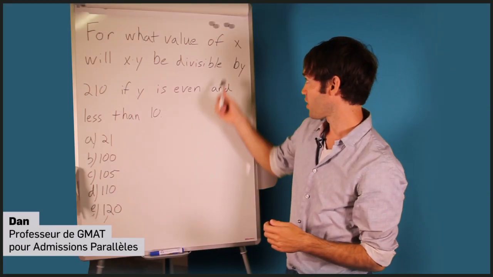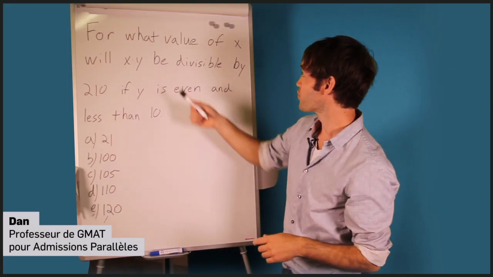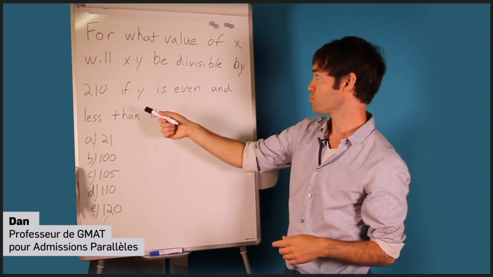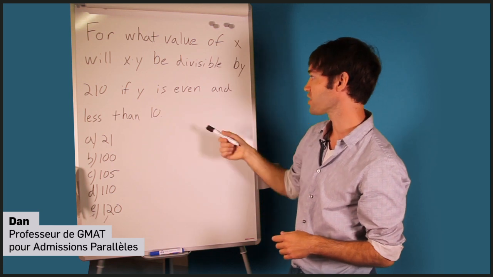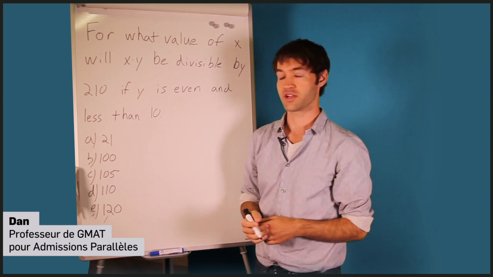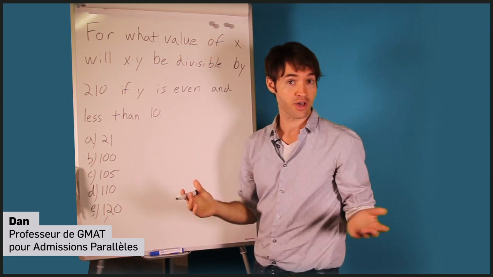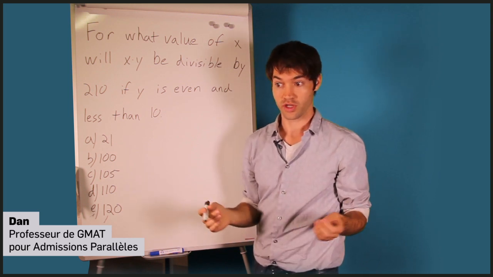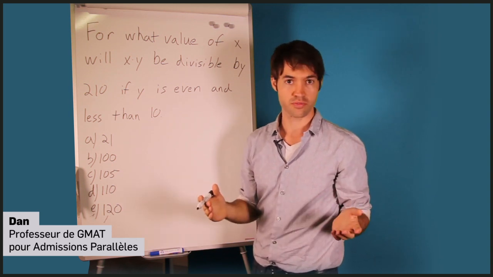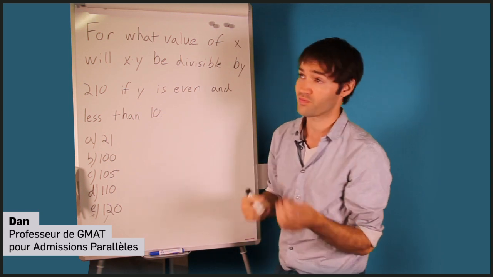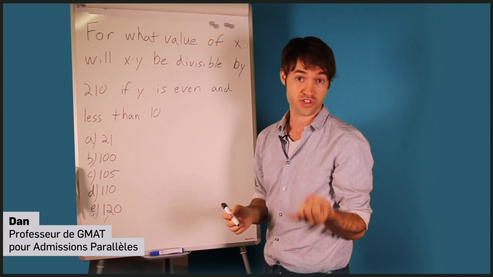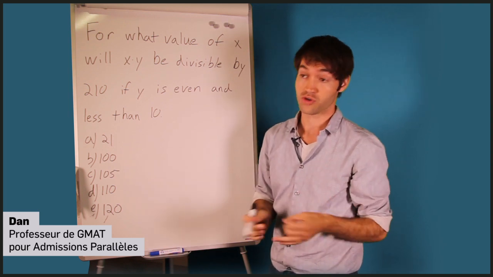So to begin, I'll read you the question. For what value of x will x times y be divisible by 210 if y is even and less than 10? So you see that and you're like, whoa, that's kind of scary. And so that's how it is with a lot of GMAT questions. You see them and you're like, oh, but usually there's a way to make it simpler. Actually there's two steps when you do any GMAT question at the beginning. You either simplify it or you translate it, or both.